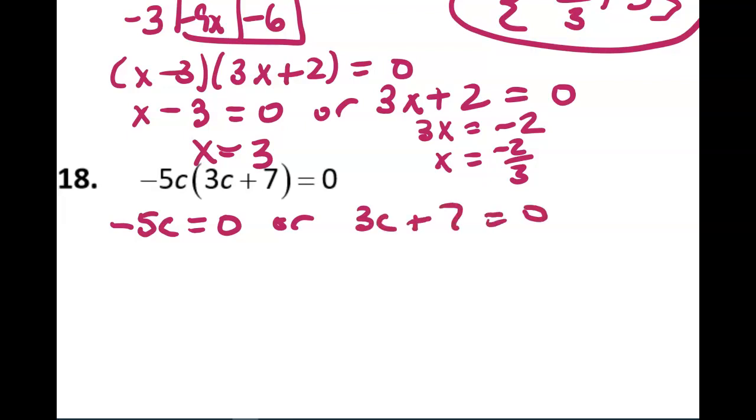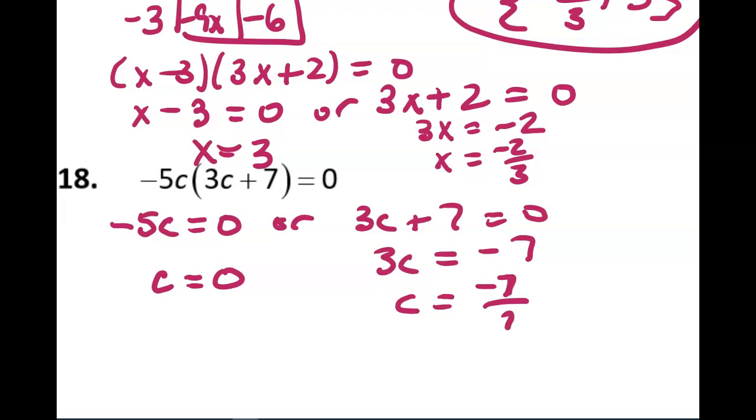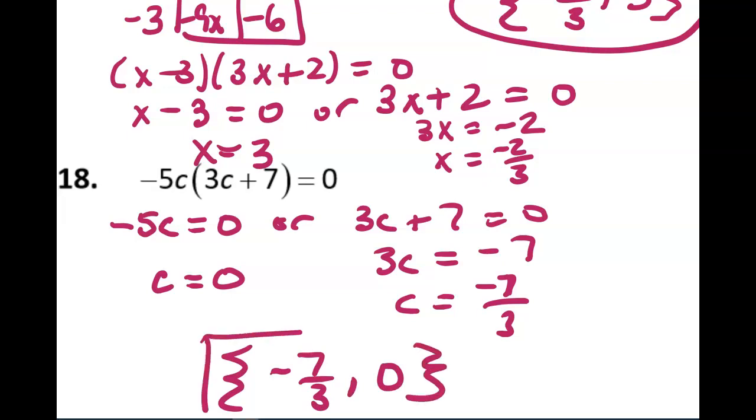So if -5 times c is equal to 0, -5 times what is equal to 0? 0. So c is equal to 0. You can divide 0 by -5, but you must simplify it. 0 divided by -5 is 0. Then on the right equation, we can subtract 7 and divide by 3, so we have -7/3. So our solution set looks like this. The values -7/3 and 0 are both in the solution set for the equation.